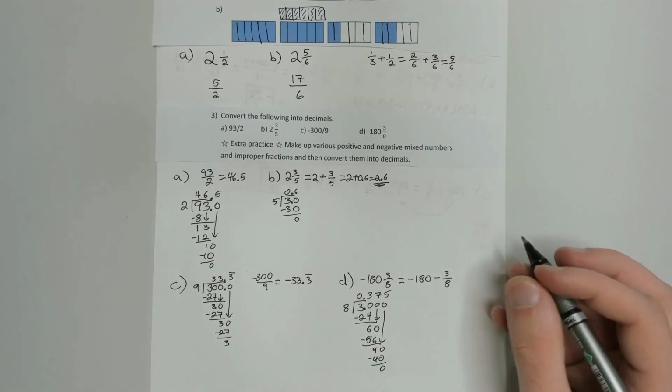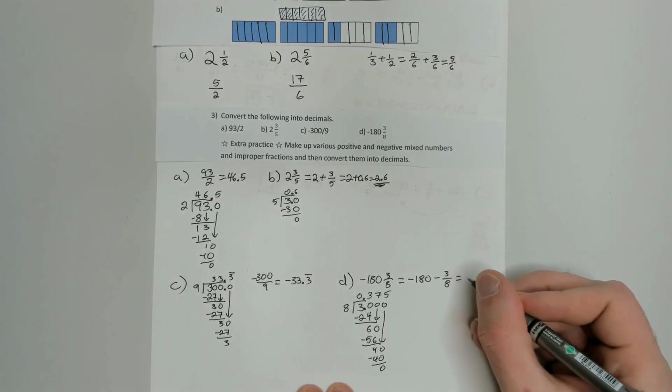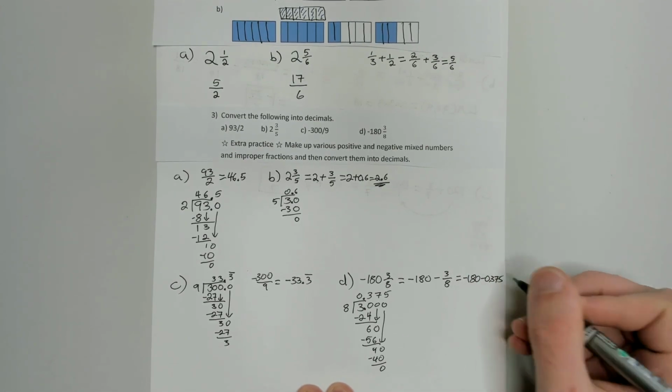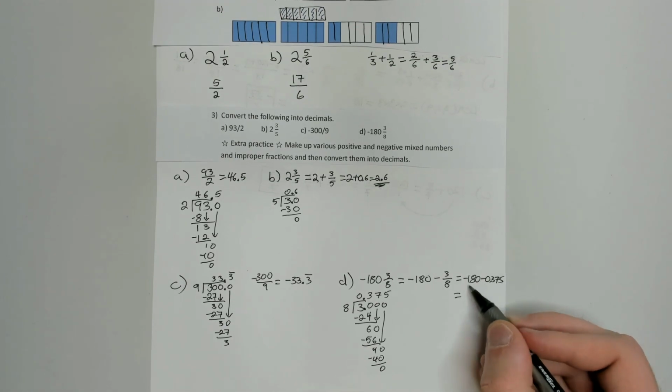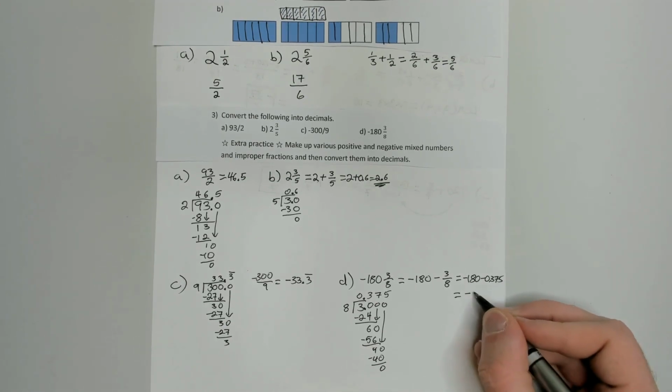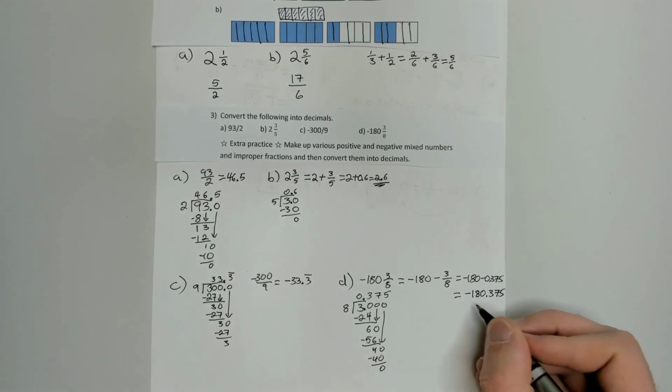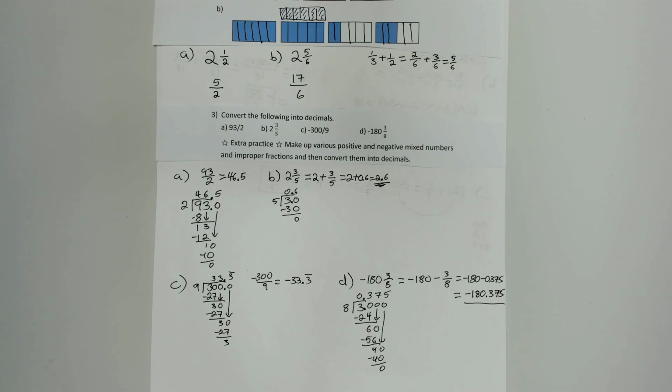And we get 0.375. So this then becomes negative 180 minus 0.375. Since these are both going in the negative direction, we can basically just add their magnitudes. So this becomes negative 180.375. All right, so that's question 3.